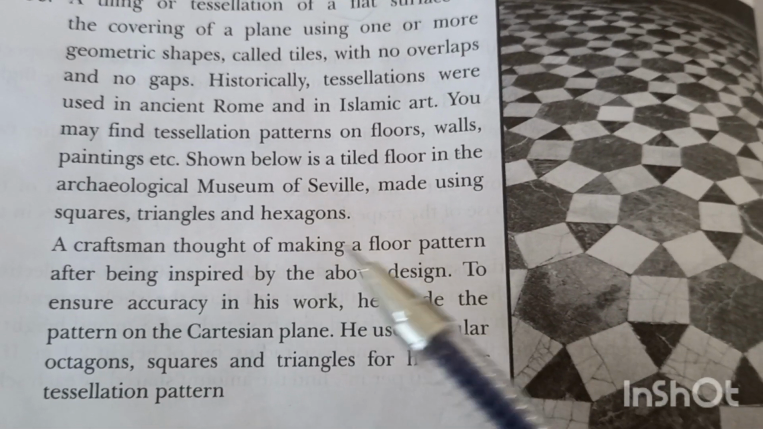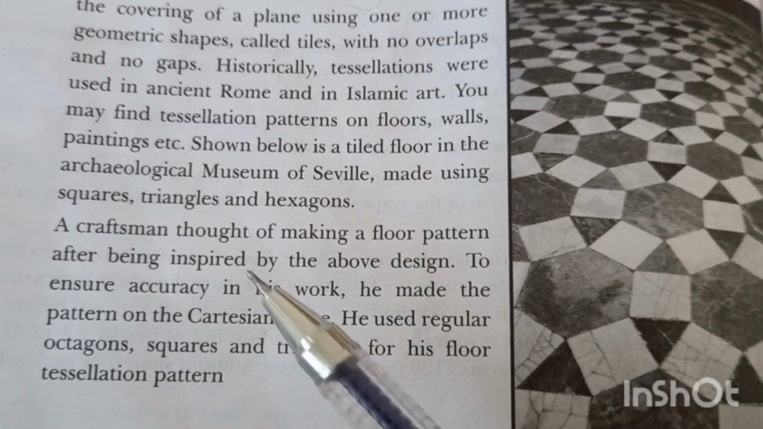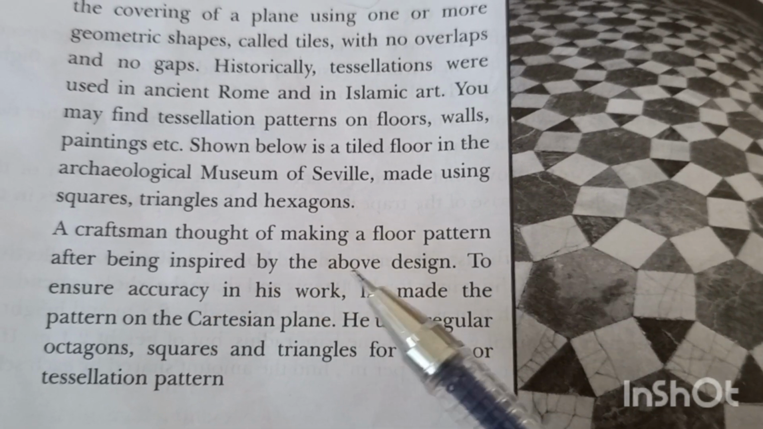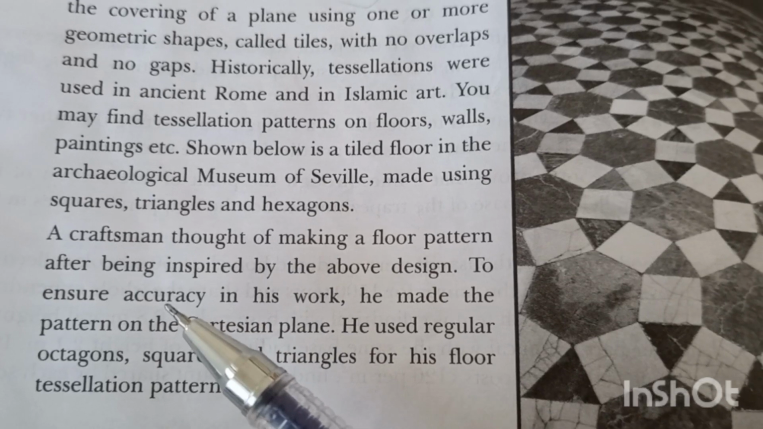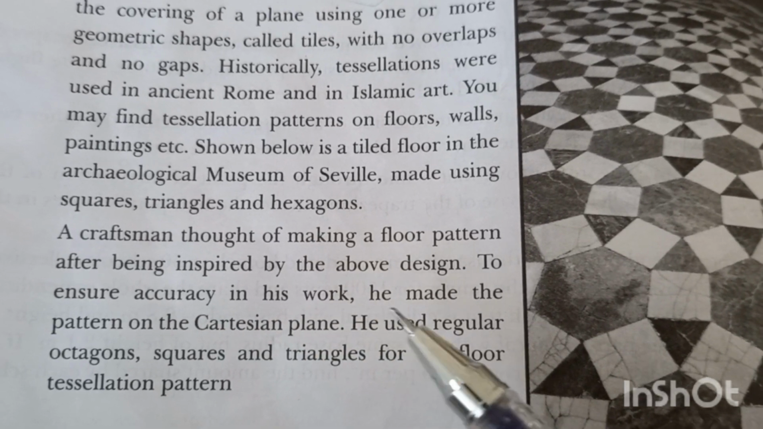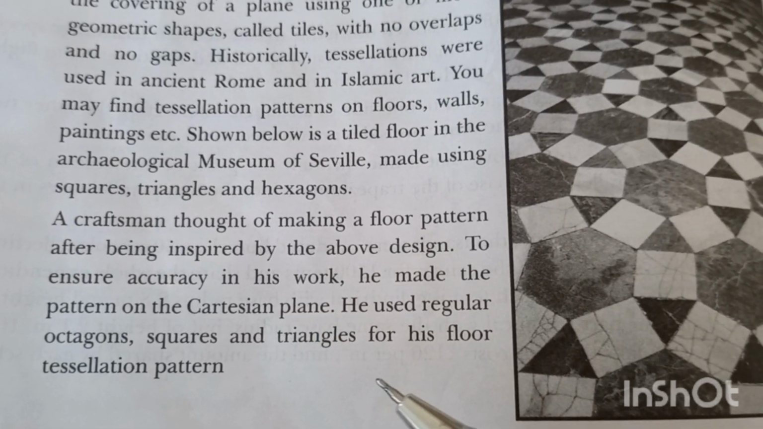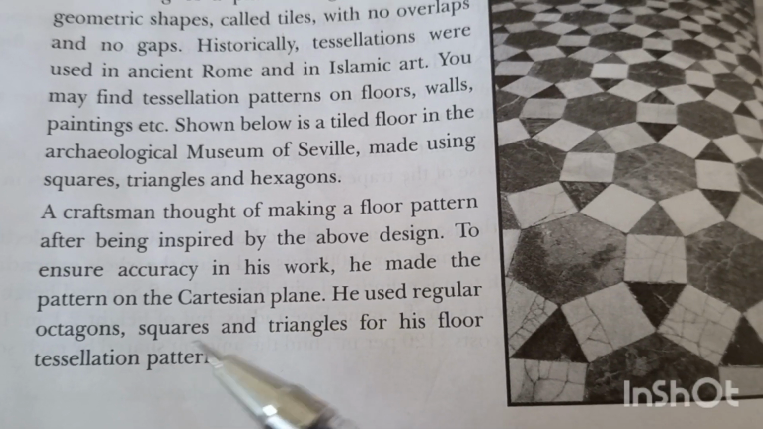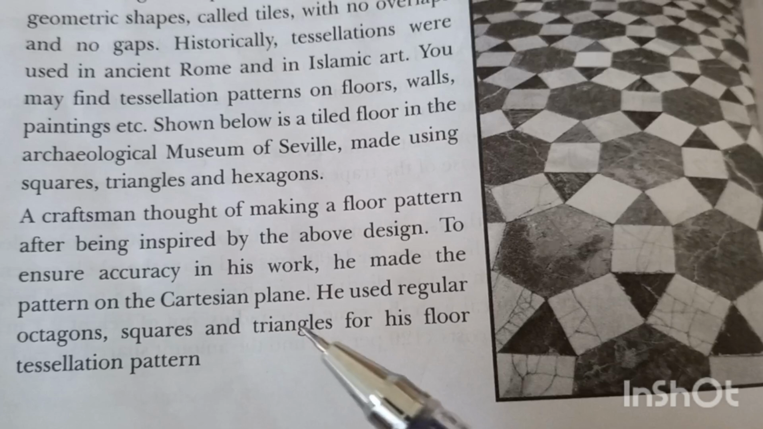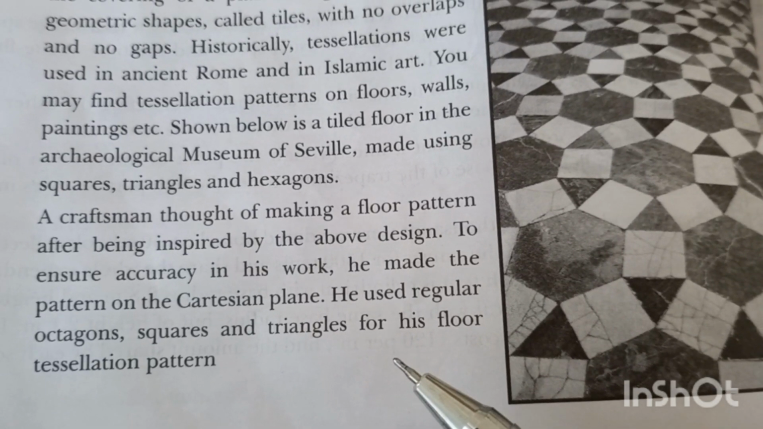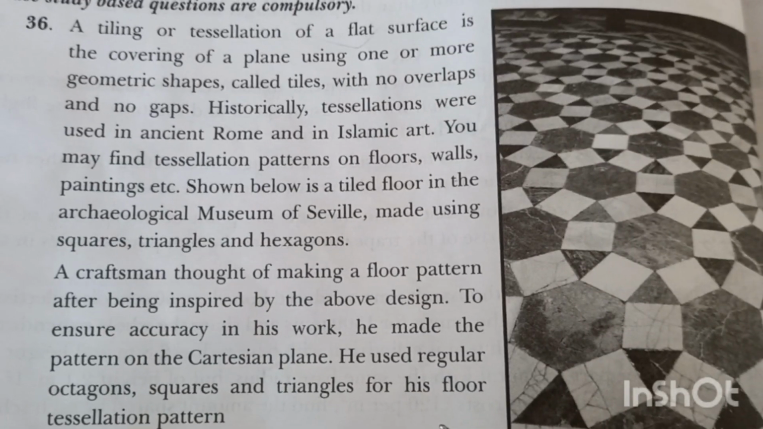A craftsman thought of making a floor pattern after being inspired by the above design. To ensure accuracy in his work, he made the pattern on the Cartesian plane. He used regular octagons, squares, and triangles for his floor tessellation pattern.